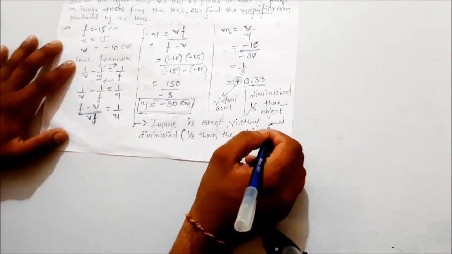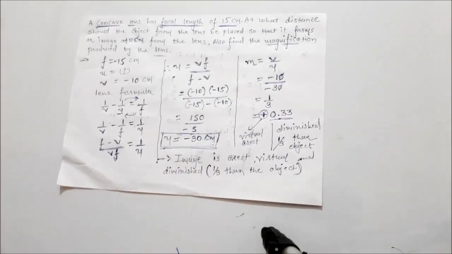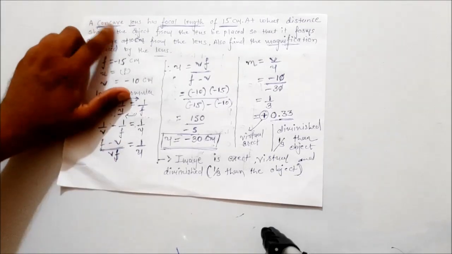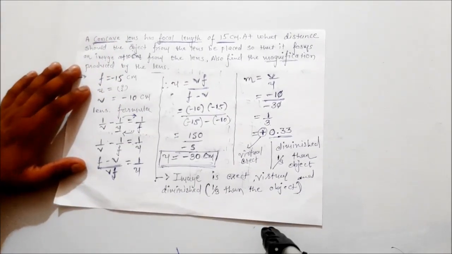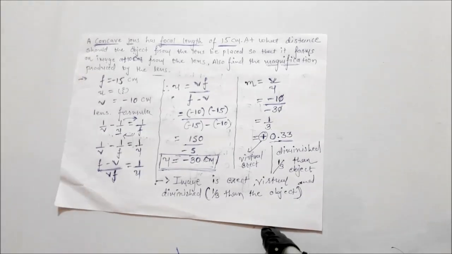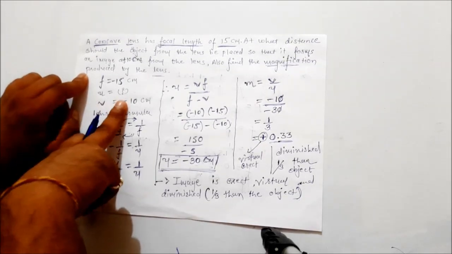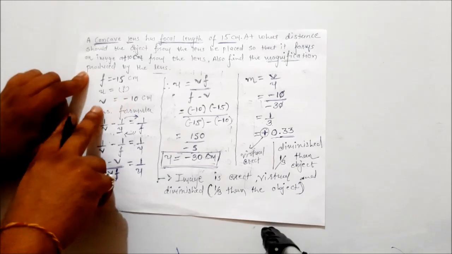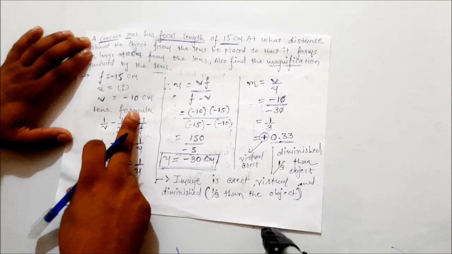Okay, so understand it again. We have given focal length, that is 15 centimeter. For concave lens it is, so we are taking it as negative according to sign convention. At what distance the object from the lens must be placed, so we don't know what is the object distance, so u that we have to find. V, that we are getting the image at 10 centimeter.